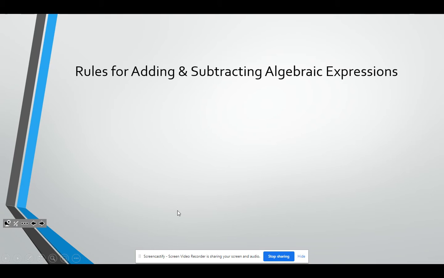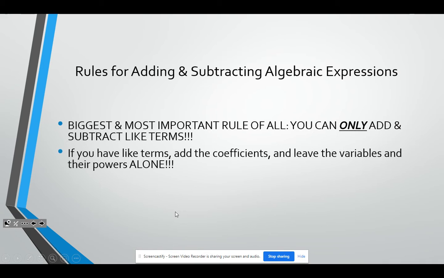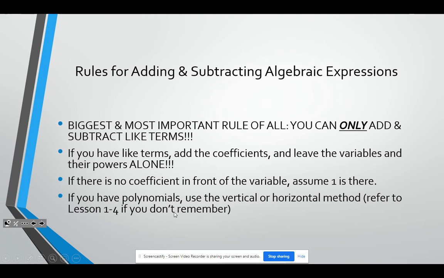Here are your rules for adding and subtracting algebraic expressions. Again, you can only add or subtract like terms. If you have like terms, you add the coefficients and you leave all of the variables and the powers or exponents alone. If there is no coefficient in front of a variable, you may assume that a 1 is there. If you have polynomials, you want to use your vertical method or horizontal method, and you should refer to lesson 1-4 if you don't remember either of those methods.